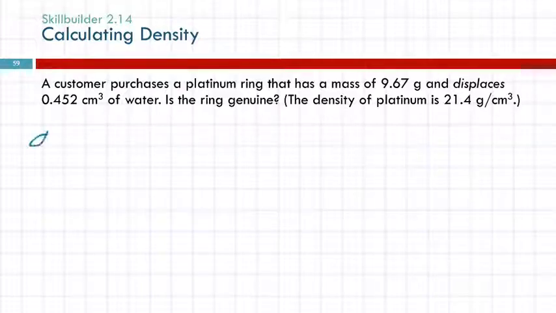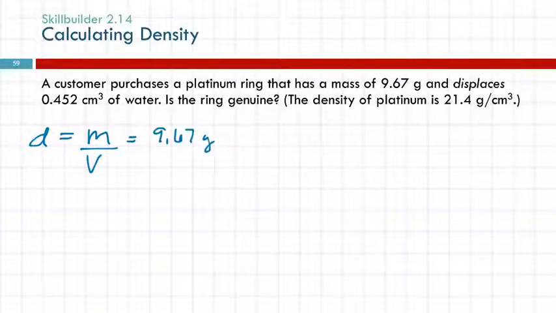So we need to calculate the density of the ring. Density is mass over volume. To calculate a density, you do use the equation. But it doesn't generally cause any problems because you don't have to rearrange it. So we need the mass, 9.67 grams. A lot of times it'll tell you, it says mass of. If it doesn't, we should recognize that gram is a unit of mass. And here it displaces this many cubic centimeters. It doesn't use the word volume.